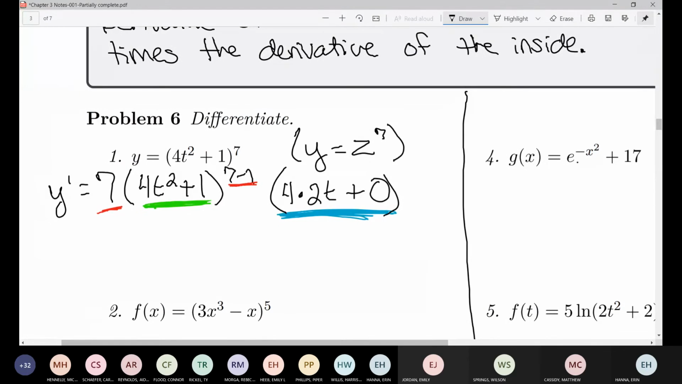This is something to the 7th power. So that outside thing is the 7th power. So the first thing I need to do is take the derivative of the thing that tells me how to deal with that 7th power, which is a power rule. So I do my power rule first.